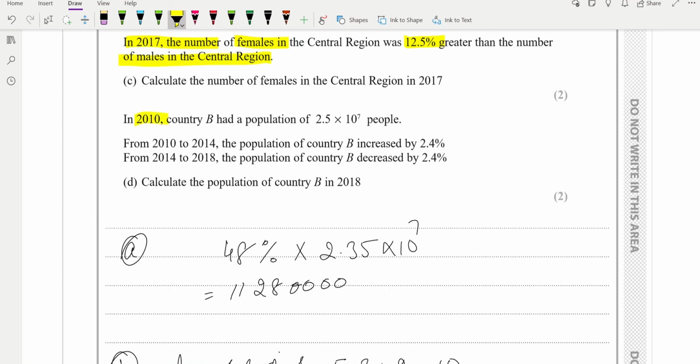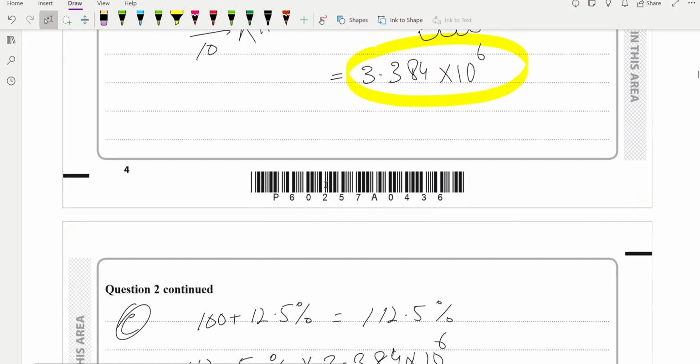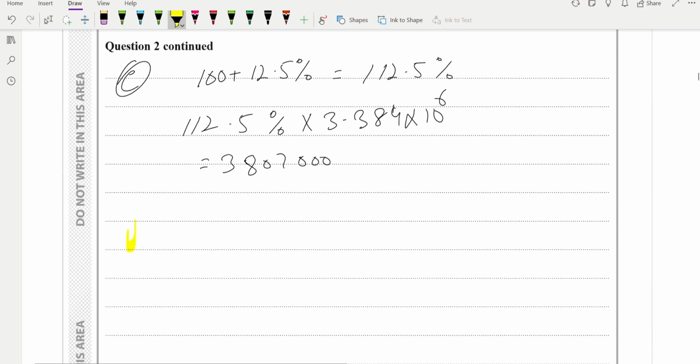In 2010, country B had a population of 2.5 into 10 to the power 7 people. From 2010 to 2014, the population of the country increased by 2.4%, and from 2014 to 2018, the population of country B decreased by 2.4%. So calculate the population of country B in 2018. We can first calculate the increment. So part D is this one.